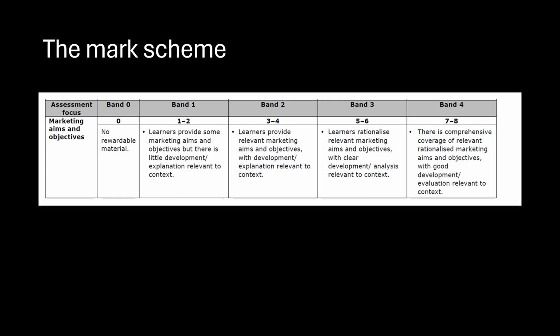So there is a comprehensive coverage of relevant, rationalized marketing aims and objectives with good development, evaluation relevant to context. So more about that later, but that does mean that you can't just write 2 or 3 marketing aims and objectives without giving some kind of rationalization and what you hope to achieve from them, and also that it is relevant to the context of the whole controlled assessment. That's very important. But hopefully from this video you're picking up 1 or 2 pieces of information as we go through.